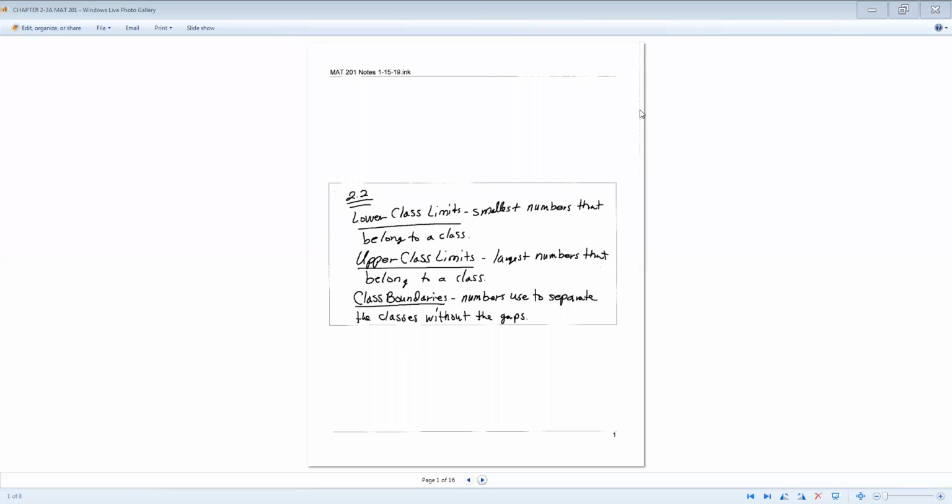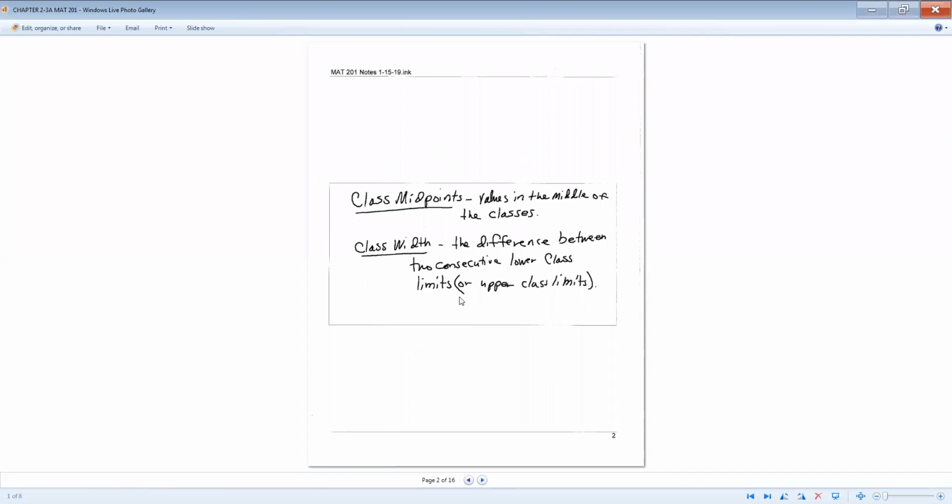Looking at lower class limits, that's just the smallest numbers that belong to a class. Upper class limits, the largest numbers that belong to a class. Your class boundaries will be numbers that are used to separate the classes without any gaps. Class midpoints, values in the middle of the classes. And then your class width would be the difference between two consecutive lower class limits or upper class limits.